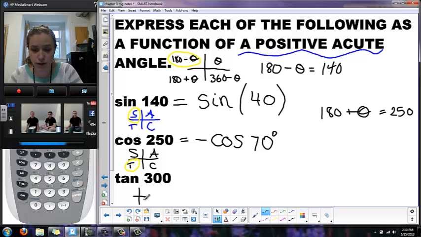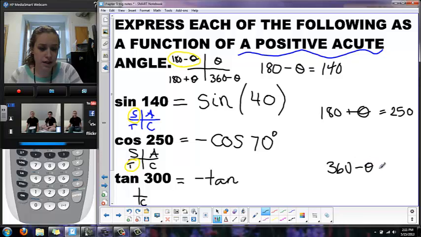This one's in my third quadrant. Cosine is negative in the third quadrant. Or, I'm sorry, tangent is negative down here in the third quadrant. So I'm going to write negative tan of, now I look up here at my reference angle formula, 360 minus something gave me 300. So what's that something? That would be 60 degrees.